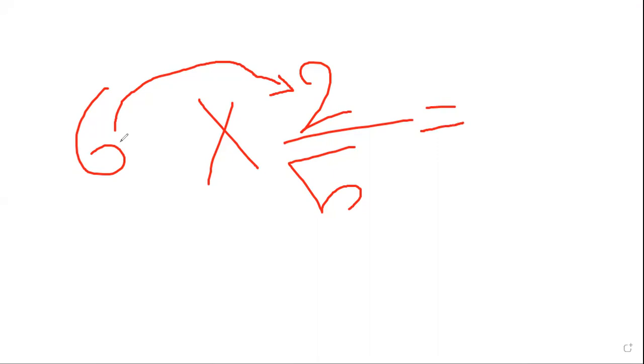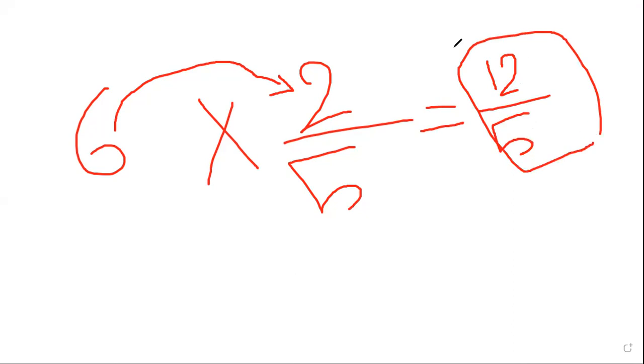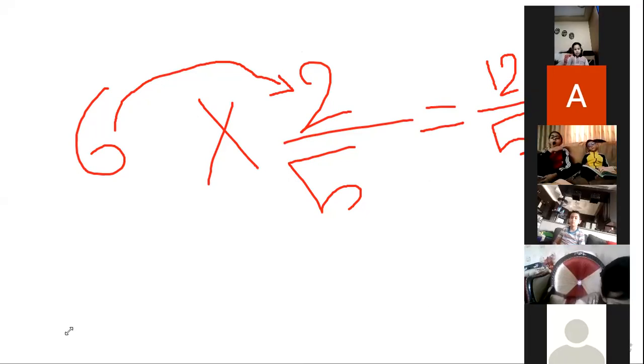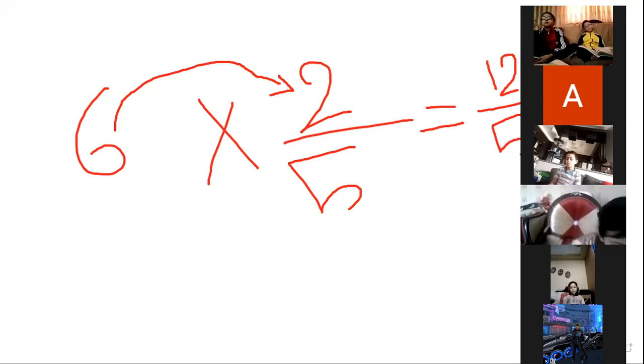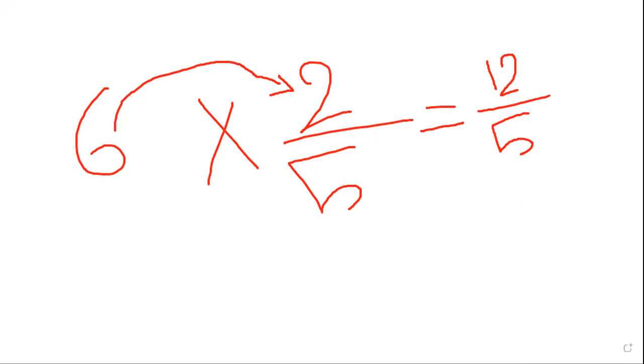Now, 6 times 2 will be 12. And we won't change the 5, it's still a 5. That's it. So simple, so easy. You just multiply the whole number by the numerator. Don't touch the denominator. Just multiply the whole number with the numerator. Everyone, do you understand this? Do you have any problem with it? No. That's so great. Thank you. So that's the whole lesson. You see, we finished a lesson in the blink of an eye.